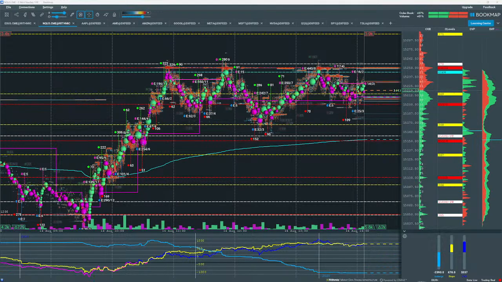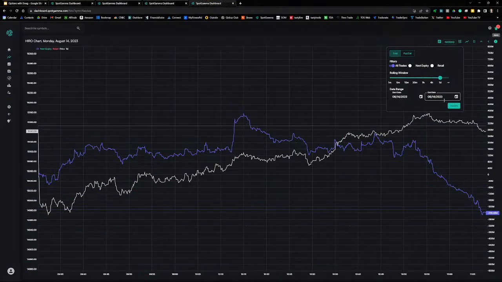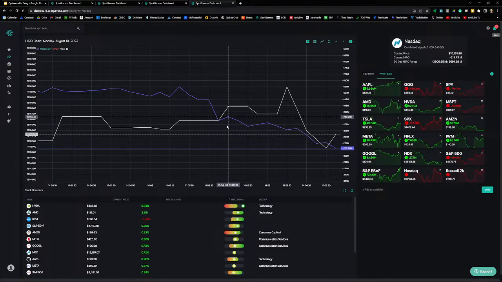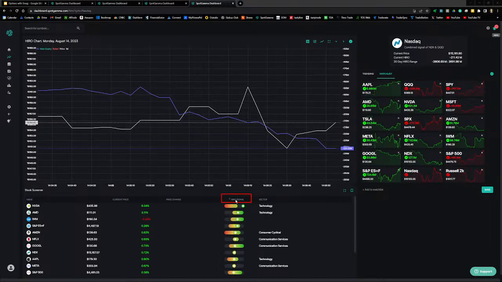And I'm going to go back to Hero. So again, we're looking at a number of factors for both the SPX and NASDAQ to make our trading decision. A little bit simpler for stocks. So I want to start by ranking my watch list here by the strength of the Hero signal. So I've ranked it from strongest to weakest.